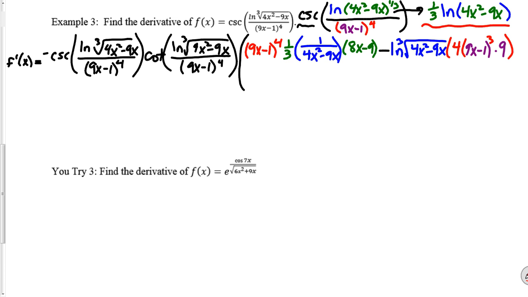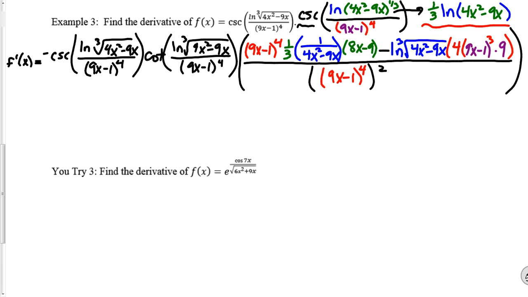So what I have right now of the derivative of my inside, I did the bottom times the derivative of the top minus the top times the derivative of the bottom, and this is all over the bottom squared. So that would be my 9x minus 1 to the 4th is being squared. So that right there is my derivative.